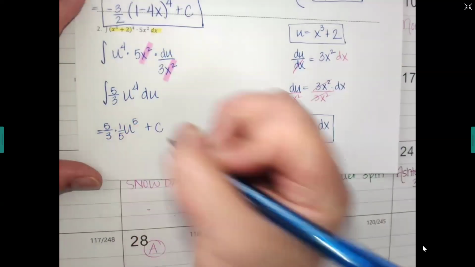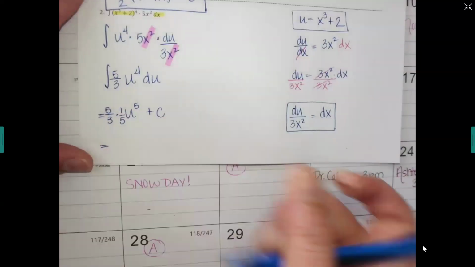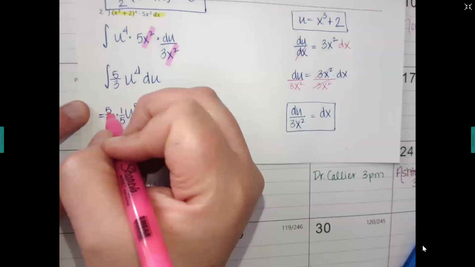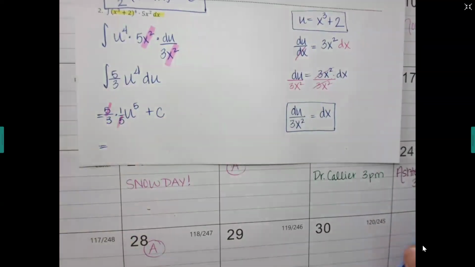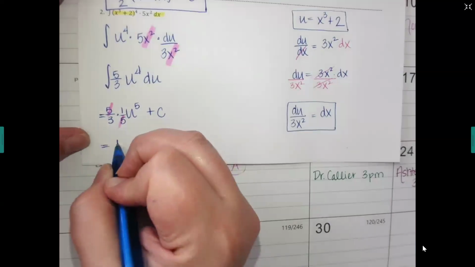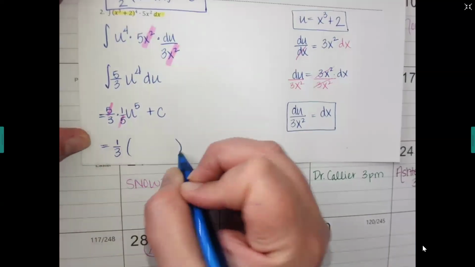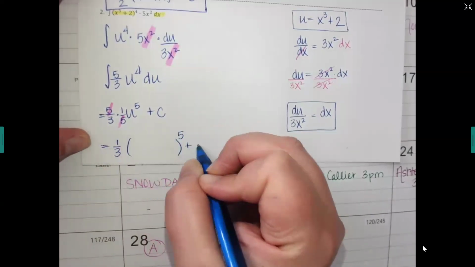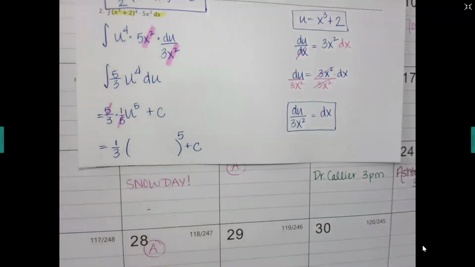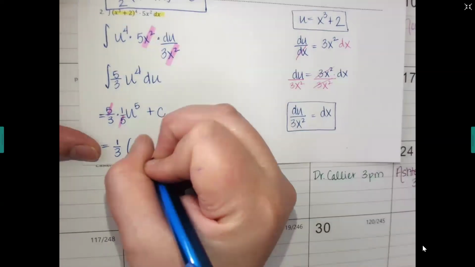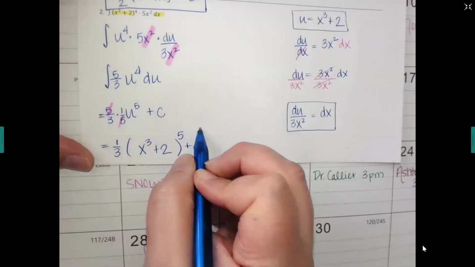And then what's going to happen with those 5s in the front? Cancel them out. So really, it's going to be 1/3 u to the 5th, but then remember, I'm not going to leave it as a u. I'm going to switch it back to x's in my final answer. So it'll be 1/3 u to the 5th, and then put that x stuff back. So my u is x cubed plus 2. That would go back into the fifth.